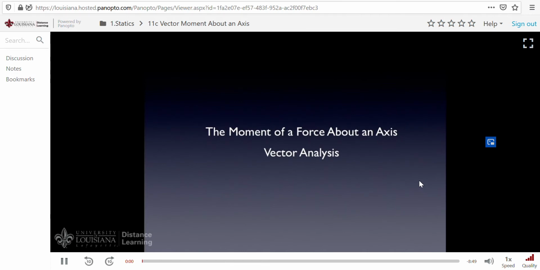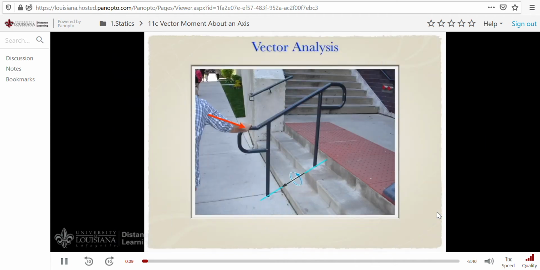In this lesson, we'll show how to find the moment of a force about an axis, and we'll do so using a vector analysis. For example, when you push on this handrail, you create a moment about an axis that passes through its supports. But since this moment is rather difficult to obtain, using a vector analysis is really the best way to figure it out. And this is always the case when the geometry in 3 dimensions becomes rather complicated, such as this.